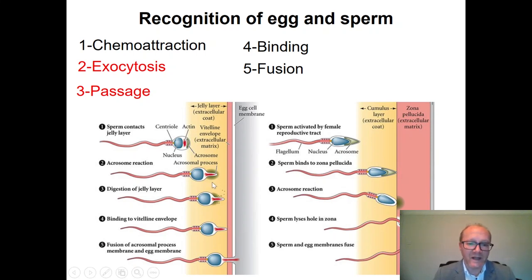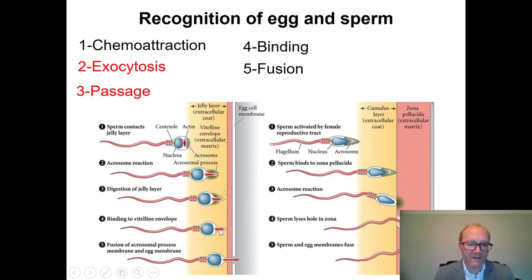The enzymes that are released after the acrosomal reaction, so when the acrosome is open, allow the digestion of part of the jelly layer, so the sperm can swim through the jelly layer. So this is called the passage.